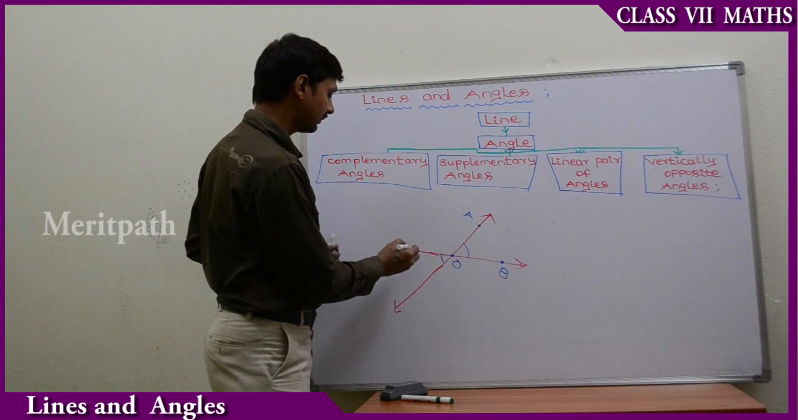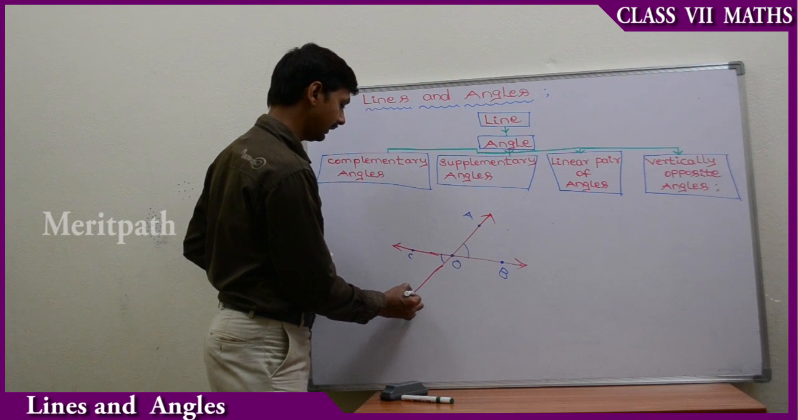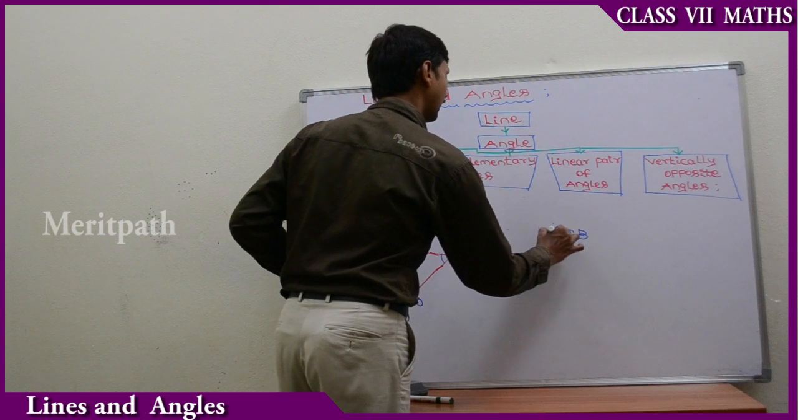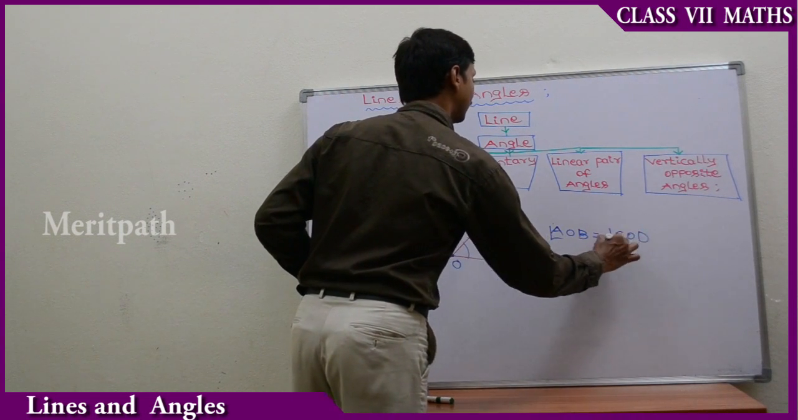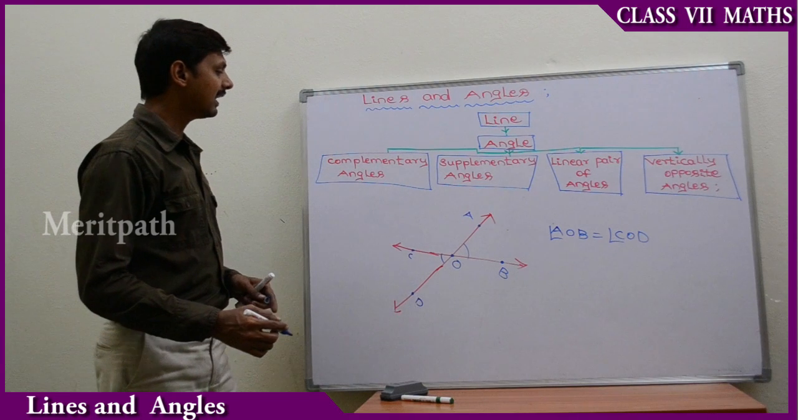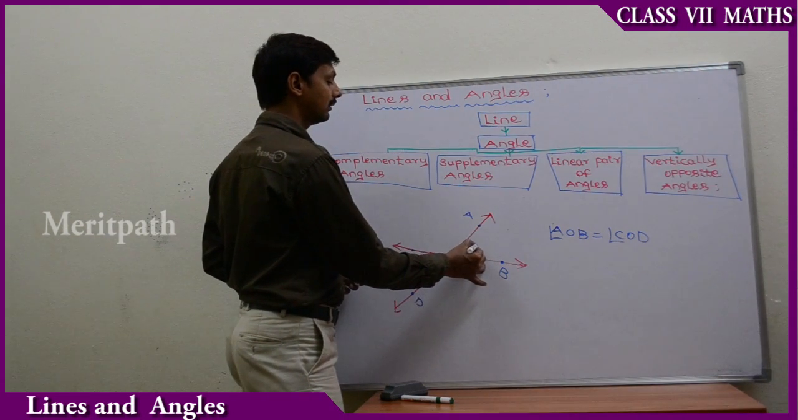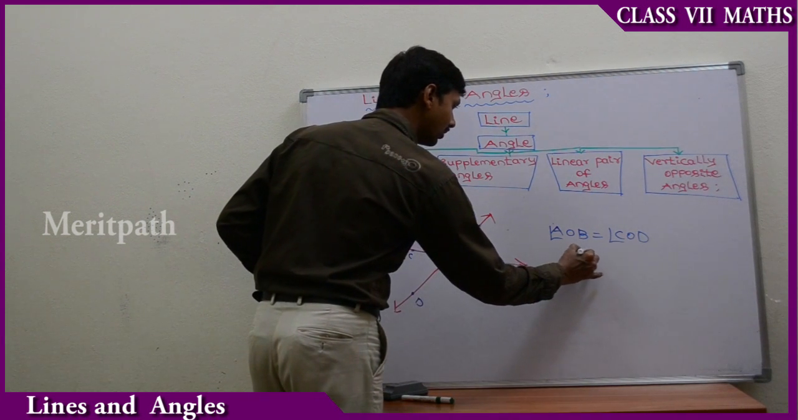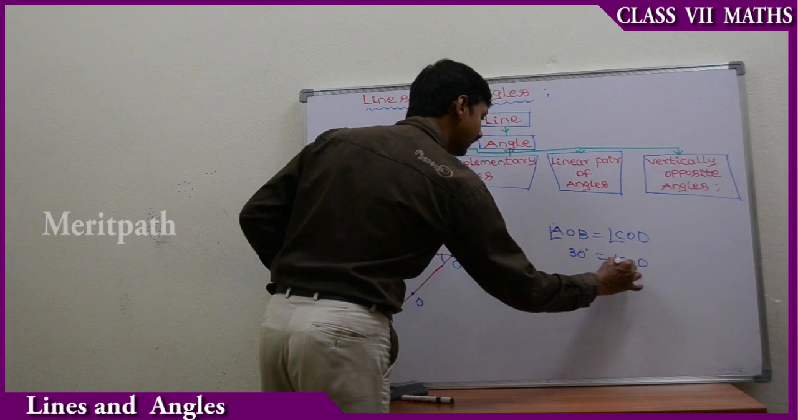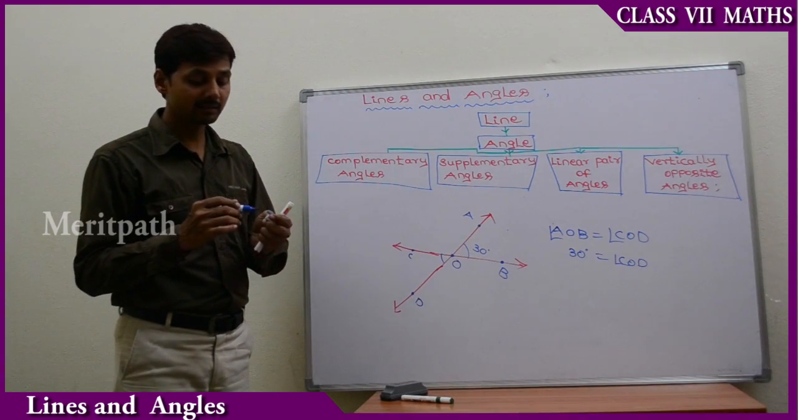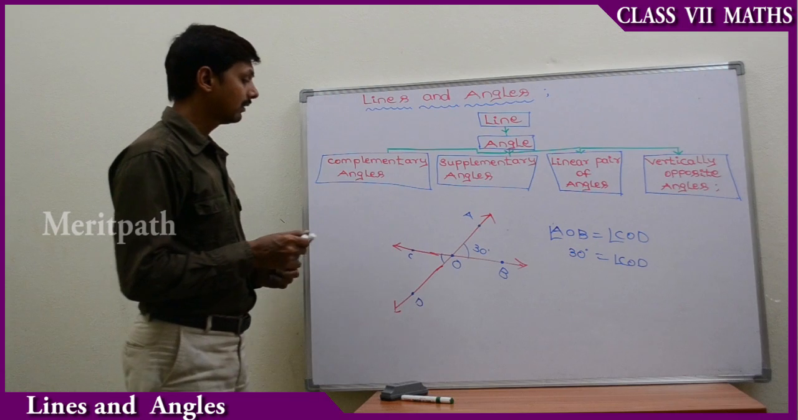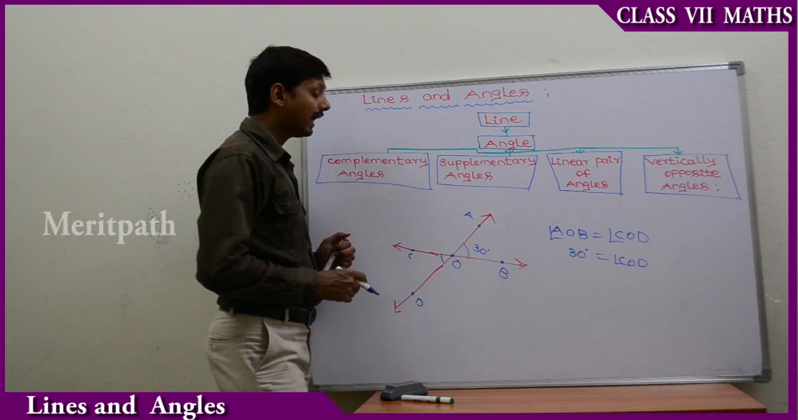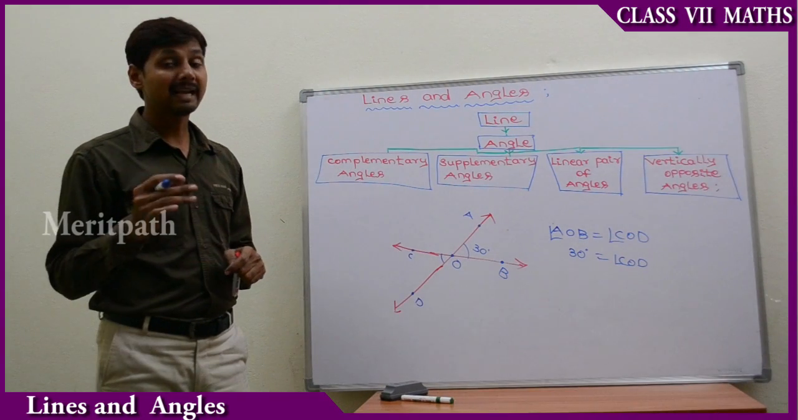Let's name this CD, C and D. So angle AOB is equal to angle COD. These are the vertically opposite angles. For example, if we take this angle as 30 degrees, angle AOB is 30 degrees and COD also becomes 30 degrees. Both vertically opposite angles are equal. If AOB is 30, we can also find angle AOC, because it forms a linear pair.